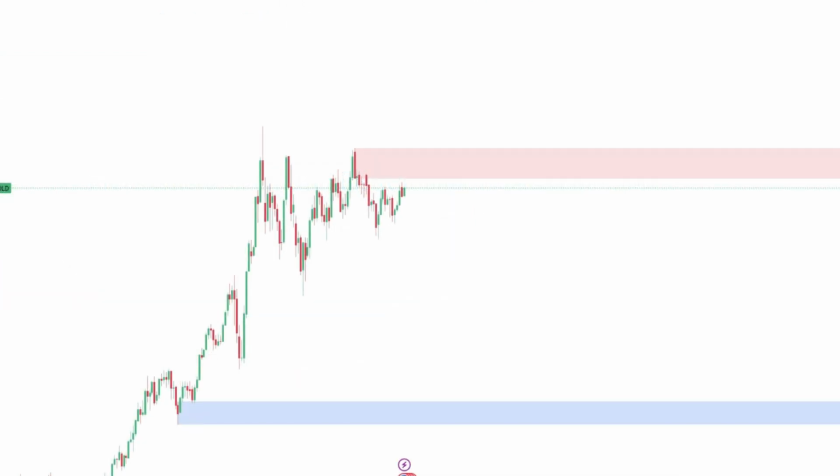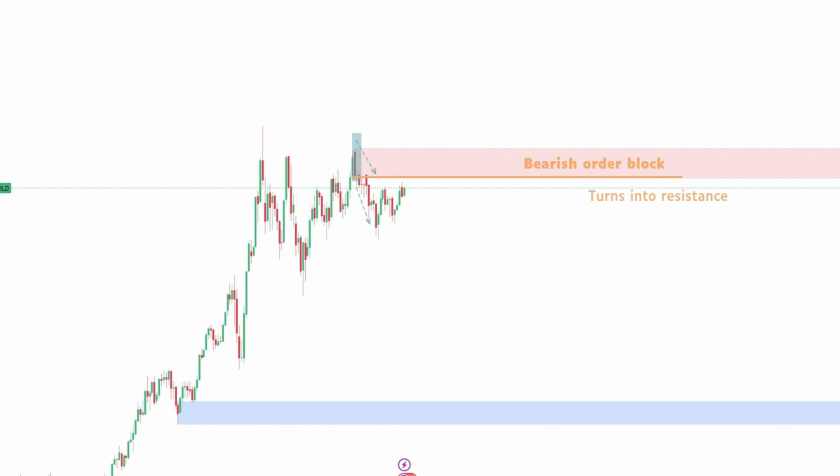Let's look at a clear example in the gold market. Notice how price made a strong move down after this highlighted candle. This candle represents a bearish order block, the last area where institutions placed significant sell orders before the downward move. When price later returned to this area, it served as resistance, leading to another drop.